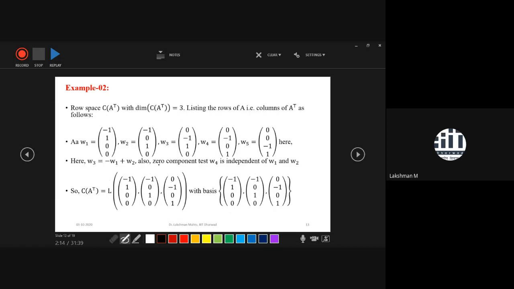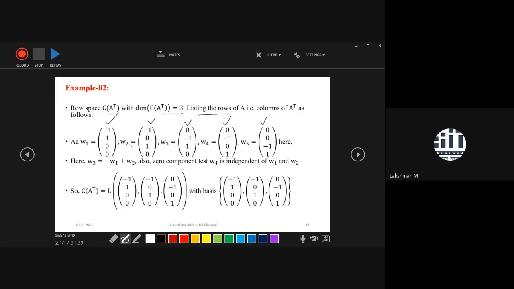So we will now find the row space of A, or the column space of A transpose. We had already seen that the dimension of the column space of A transpose, or row space of A, was 3. In order to find that, you have to list the vectors of the rows of A, that is the columns of A transpose, in a proper ordering. So W1 is the first column of A transpose, W2 is the second, W3 is the third, W4 is the fourth, and W5 is the fifth.